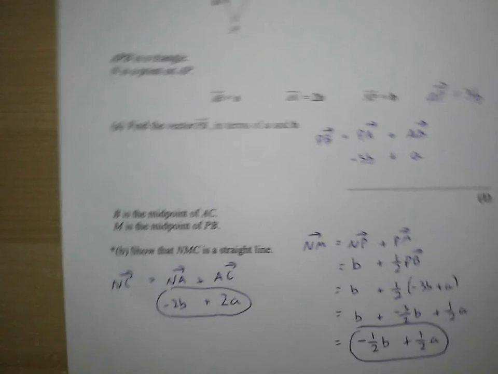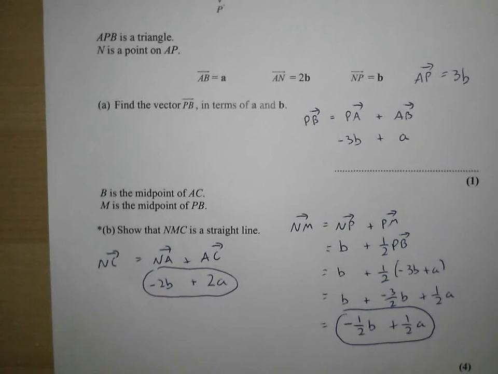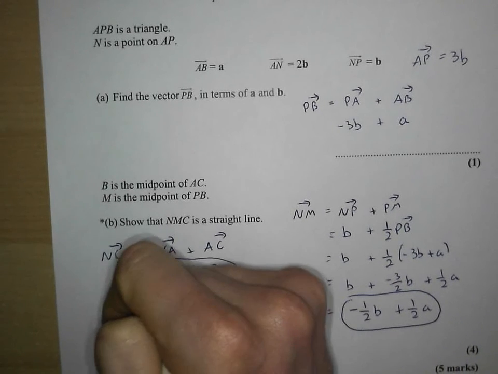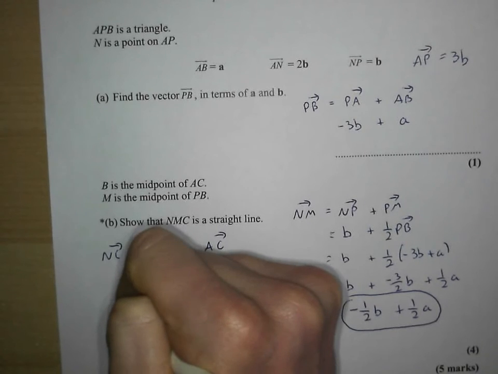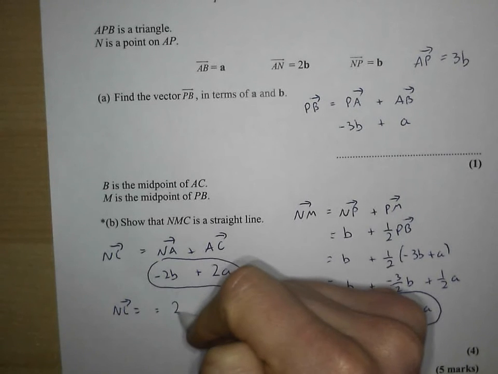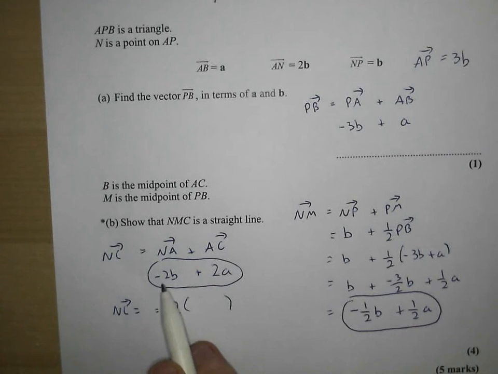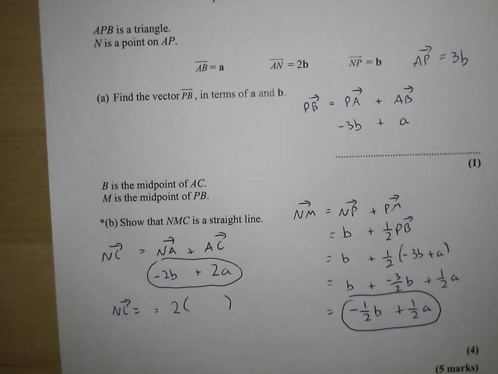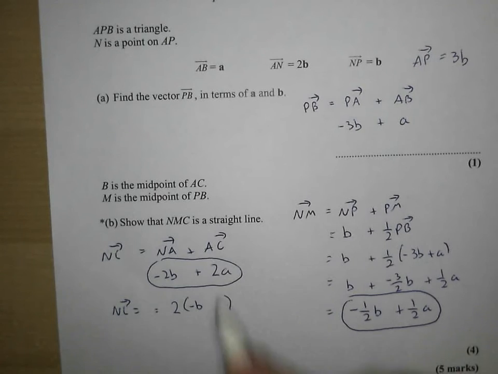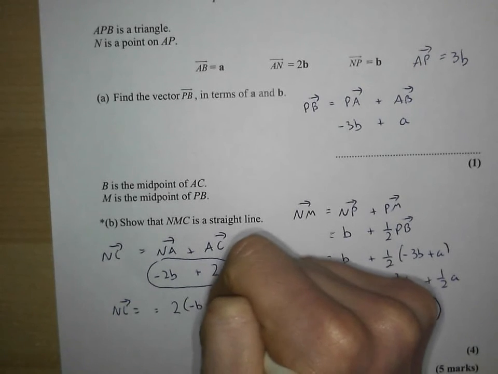Now I've got myself a few marks, but at no point have I shown here that NMC is a straight line. I have to show that these two things are parallel to each other. How am I going to do that? Well, let's take NC, and let's see if we can tidy it up a little bit. What happens if I take a factor of 2 outside there? So if I do 2 brackets, take 2 out of minus 2B, I think I'm left with minus B, and take 2 out of 2A, and I think I'm just left with A.